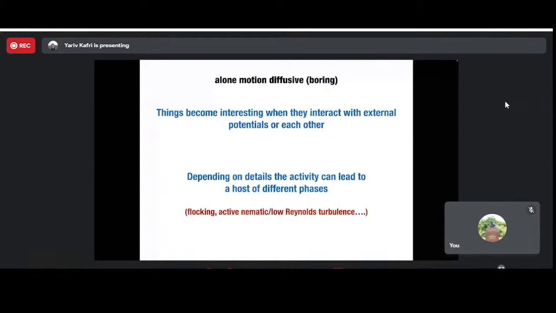So what I'm going to focus on in this talk is what we call scalar active matter. I'm focusing on it because I like simple systems, and this is probably the simplest active system. And when we say scalar, it means that there's no coupling between the orientation.